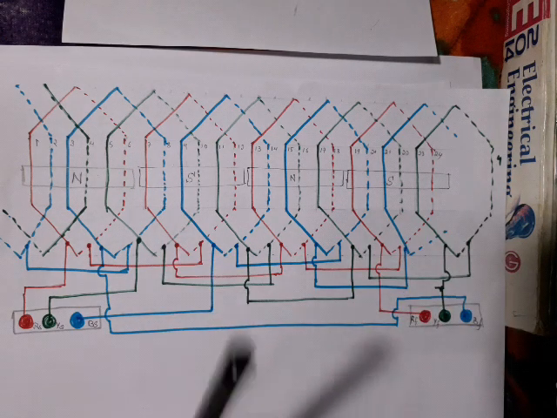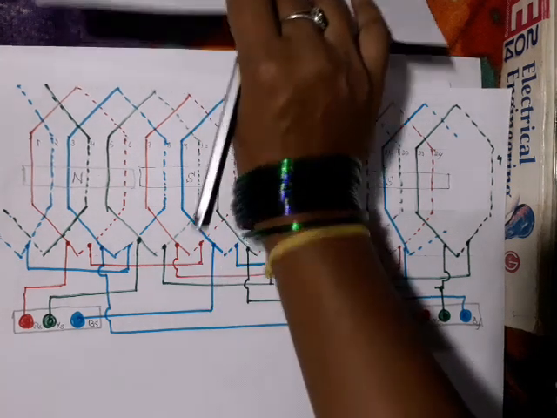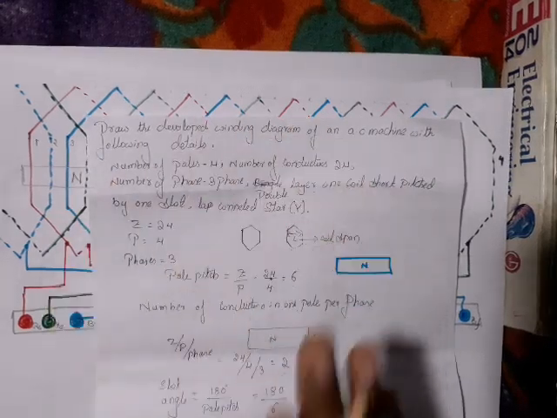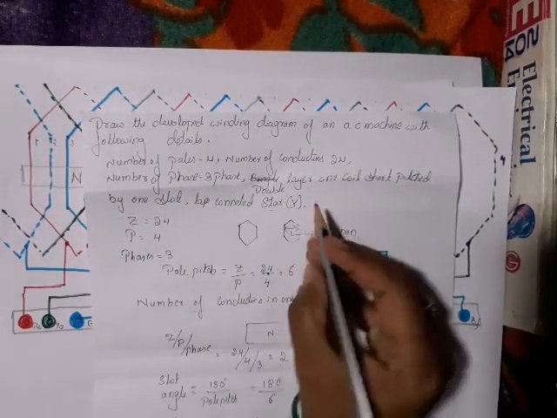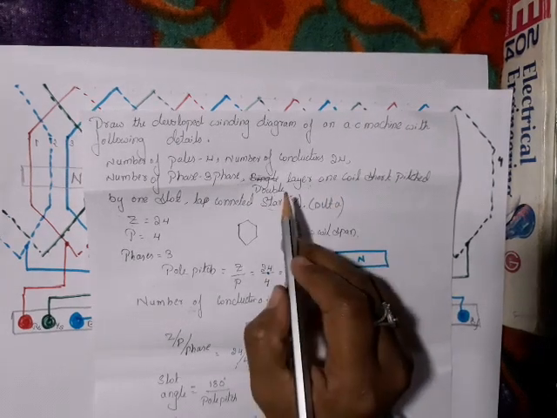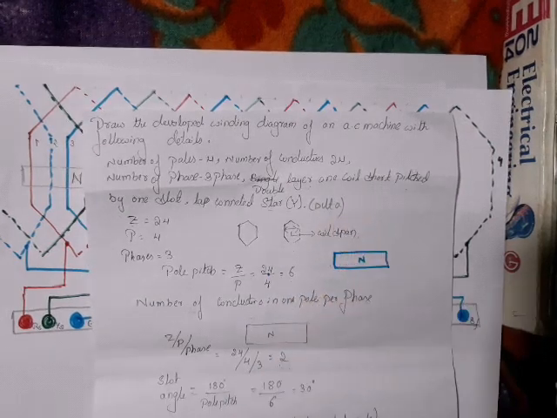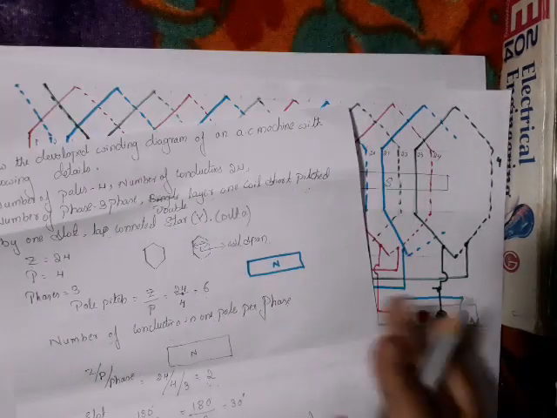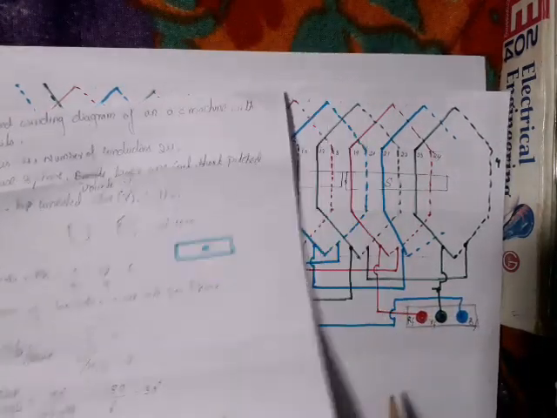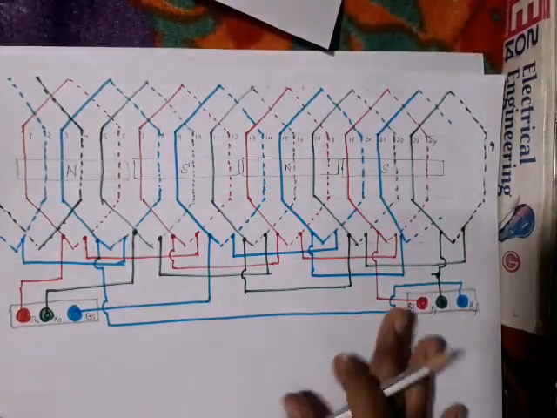Later I'll show the same connection for delta, because the same problem may be given with all the same details, only changed to delta. I'll show how to make it a star connection. Later I'll show you how to make it delta. Whether it is star connection or delta connection, up to this the diagram is the same. Writing the diagram, everything is the same.